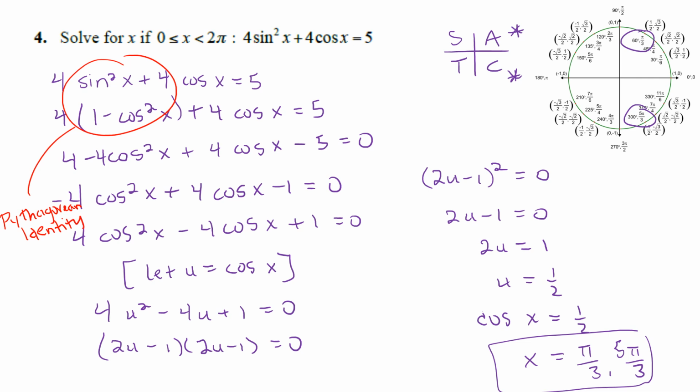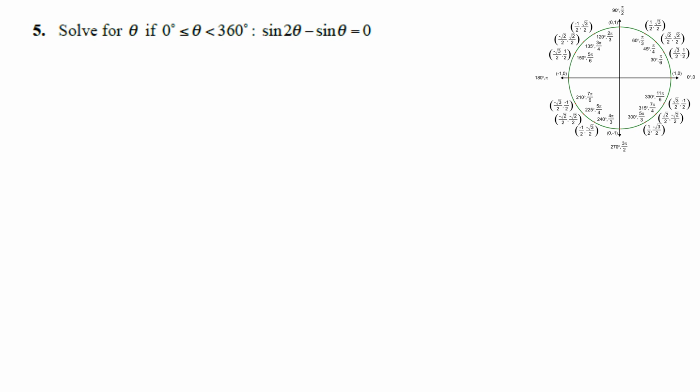Okay. All right, let's do one more. Our equation in this problem is the sine of 2 theta minus sine theta equals 0. So I see sine 2 theta here, so I know I'll be working with double angle identities. So we can rewrite sine 2 theta as 2 sine theta cosine theta minus sine theta equals 0.